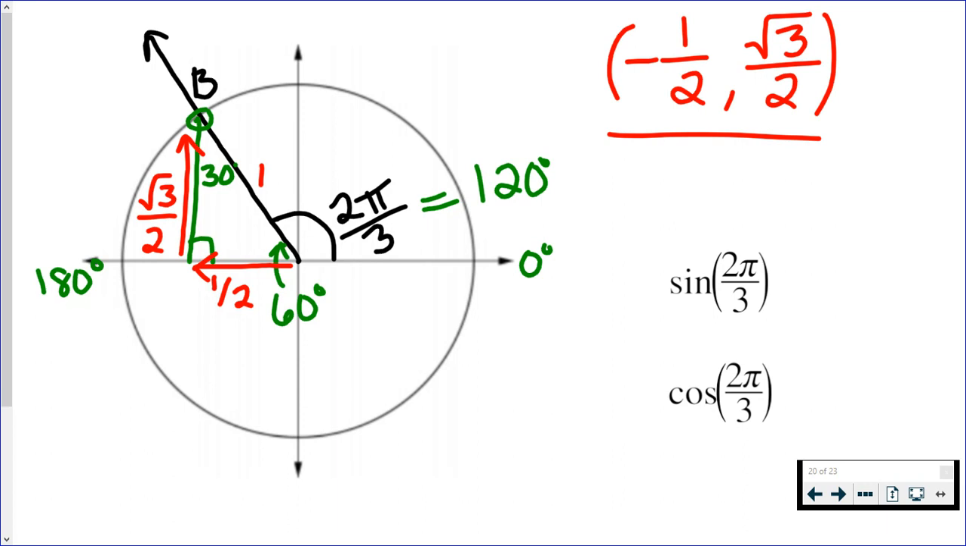Just taking it one step further, if you were asked for the sine of 2 pi over 3, that's this angle that we were given, that's the same thing as asking for the y value of our point B. So the y value was square root of 3 over 2. If you're asked for the cosine of 2 pi over 3, again, it's just the x value of that point B. Now remember, we moved to the left 1/2, which means 1/2 would have to be a negative.